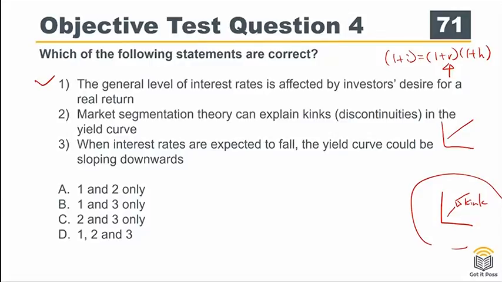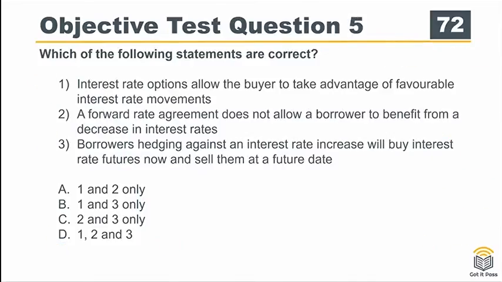And the third one, when interest rates are expected to fall, the yield curve could be sloping downwards. It's also true, okay? Because in the normal case, the interest rate is expected to go upward, and the yield curve should slope upwards as well. But if it is expected that the interest rate will fall sharply, then the yield curve will show it well before the announcement of the change in interest rate. So the answer here is D. All of these three statements are correct. Here, question 5.